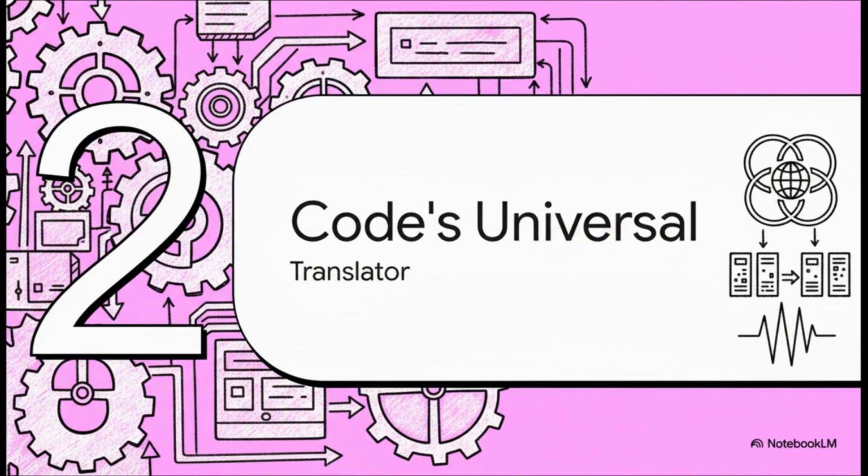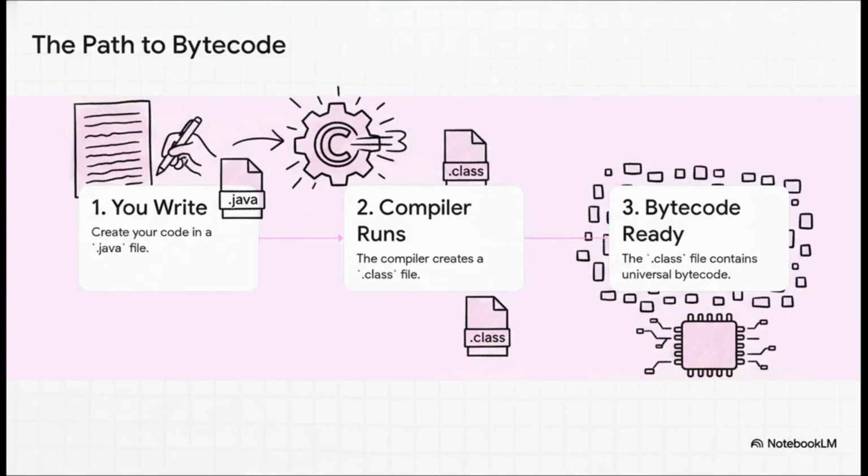Okay, so if the JVM is our translator, what language is it actually translating from? Because it's not your Java source code. Nope. There's this super important intermediate step that creates a kind of universal language that any JVM on any machine can understand. And you can see the journey right here.